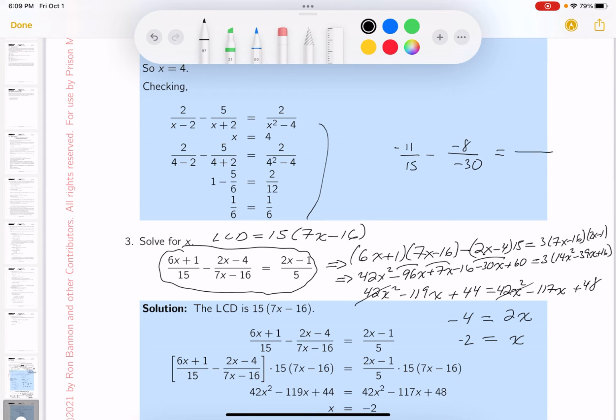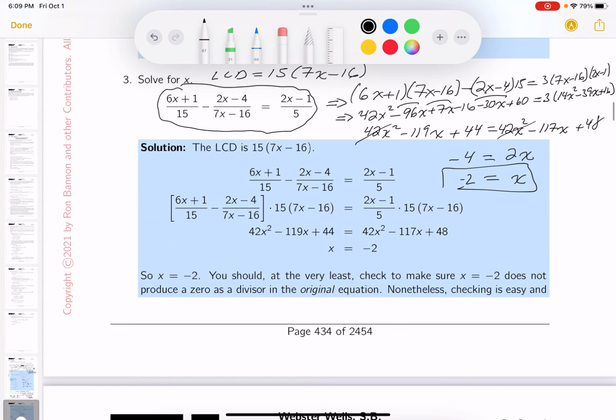Let's do the right side. What do you get? Let's see, minus 2 minus 1 is minus 3. You get 5 in the bottom. This is minus 1. All right, let's go for this. What do you get? Minus 11 fifteenths, and this is going to be minus 8 thirtieths, which is going to be minus 4 fifteenths. Well, that looks reasonable to me because minus 11 minus 4 is minus 15, and minus 15 fifteenths is minus 1. So this checks out beautifully.